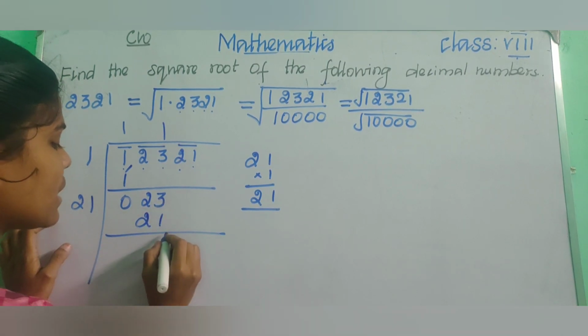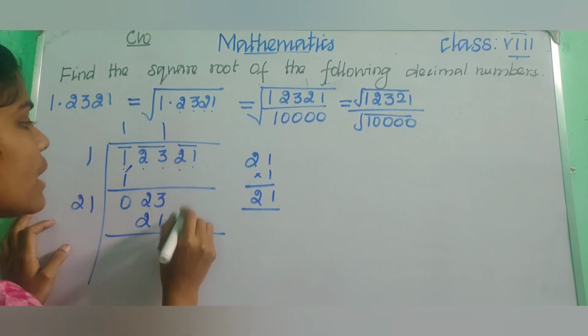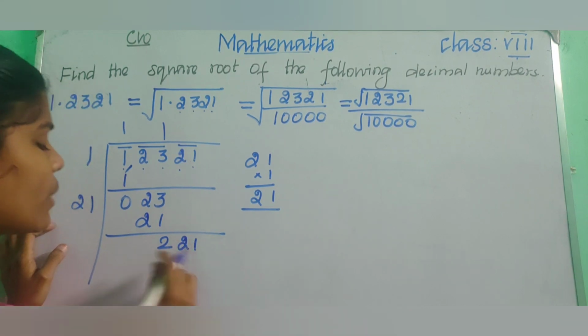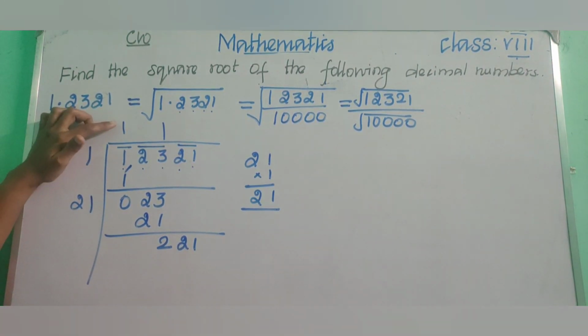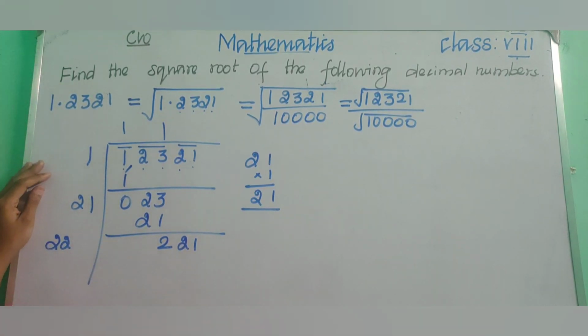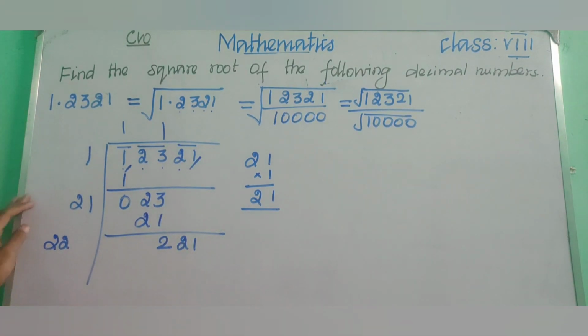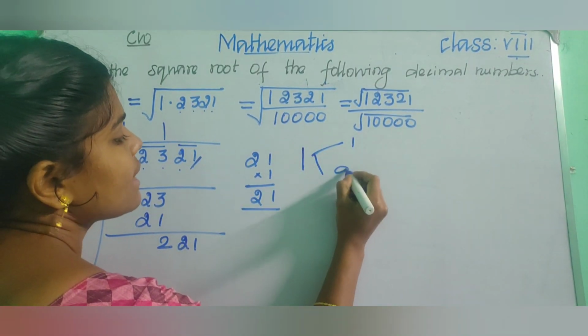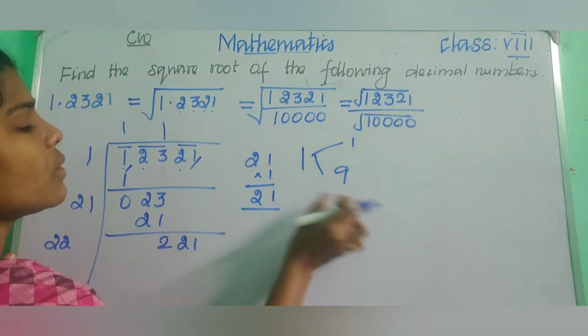Now subtract, 23 minus 21, 2. Now bring down the next two digits, 21. Okay, 221 is there. And what do we need to do as the next step? We need to multiply 2 with this quotient. So 11 into 2, 11 twos are 22, right? So put 22 here. What is the digit in the units place? 1, right? If there is 1, what digits can we get in the answer? If it is 1, we can get 1 or else 9.